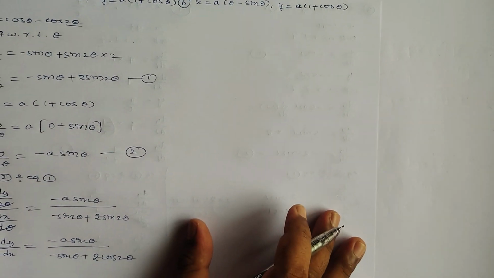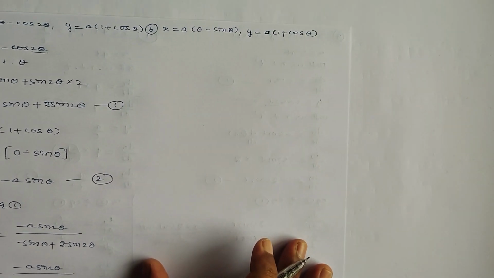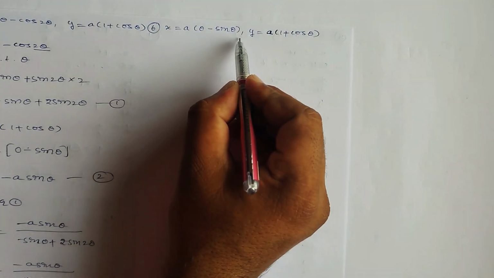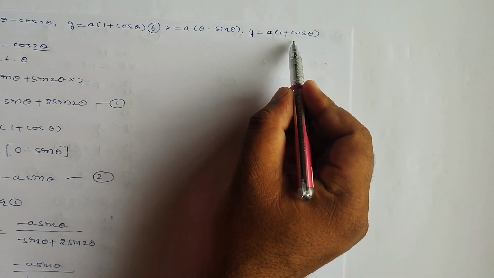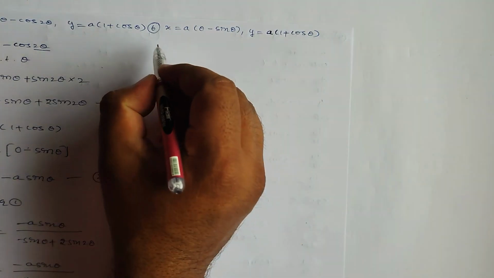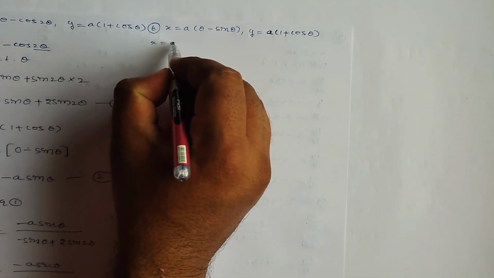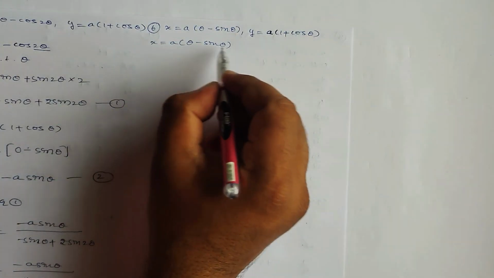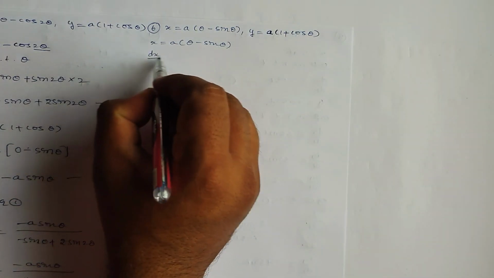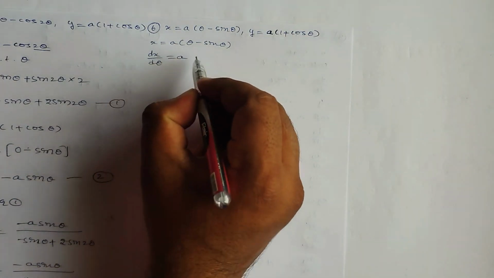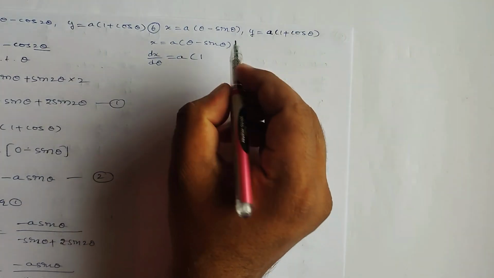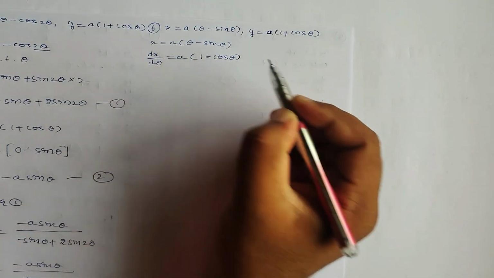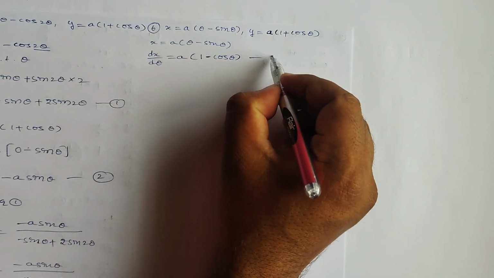Question number 6: x is equal to a into bracket theta minus sin theta, and y is equal to a into bracket 1 plus cos theta. Now x is equal to a into theta minus sin theta. Differentiate with respect to theta. That becomes dx by d theta: a is a constant, the derivative of theta becomes 1, minus the derivative of sin theta, which is cos theta. Say equation number 1.